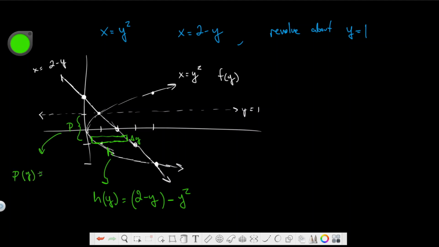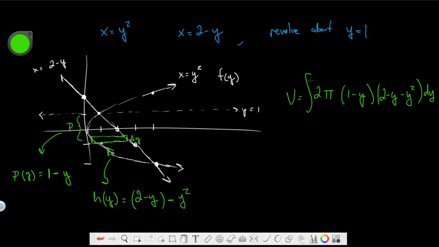P of y is going to be 1 minus whatever the y value is at whatever point. It is whatever the y value is. So 1 minus y. All right, and as established, the volume of this shell is going to be 2 pi times p of y, which in this case is 1 minus y, and h of y is 2 minus y minus y squared.